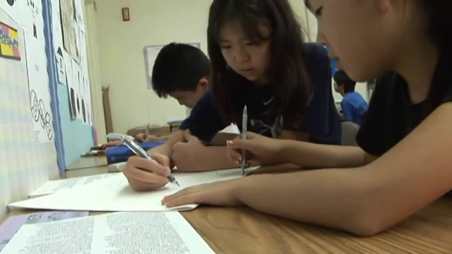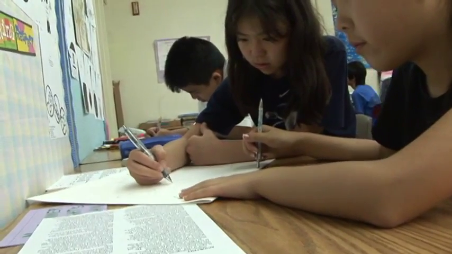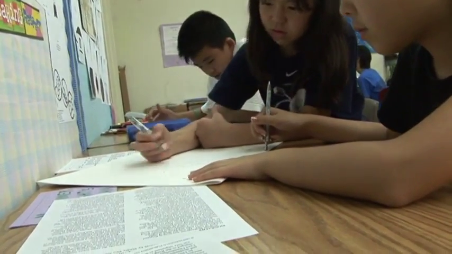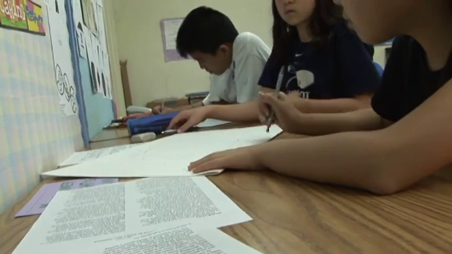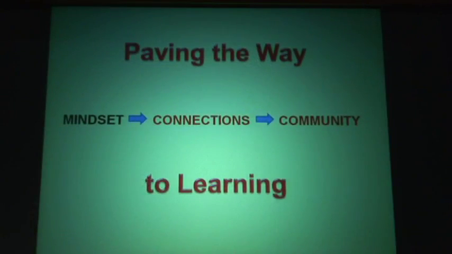As Dr. Tomlinson pointed out, the goal of differentiating your instruction should be to provide each and every student what he or she needs to succeed. In the next video, Dr. Tomlinson explains how differentiation involves a process from a growth mindset to positive student-teacher connection, and finally evolves into a trusting community where everyone gets their needs met while respecting the needs of others.